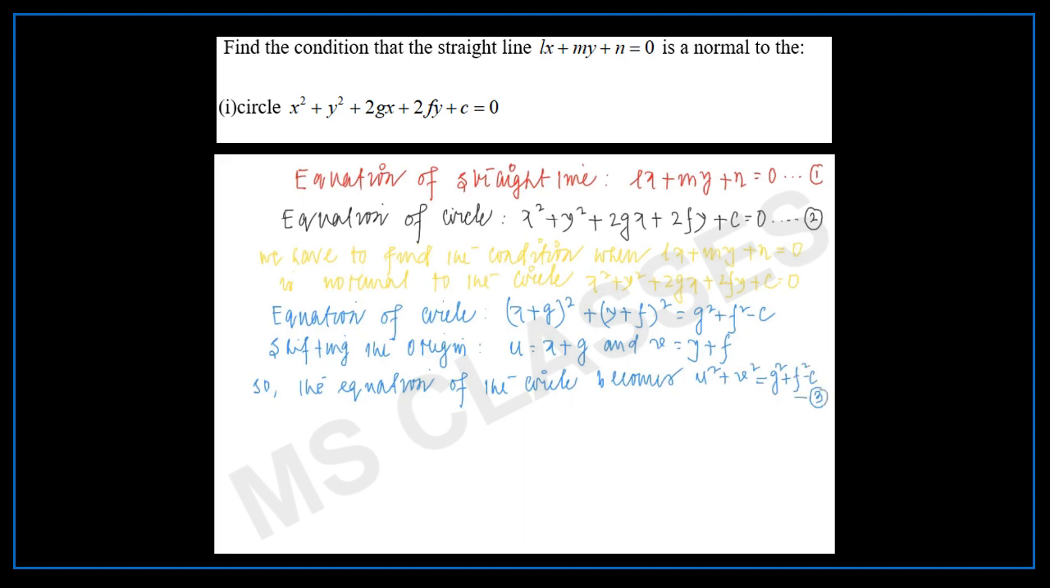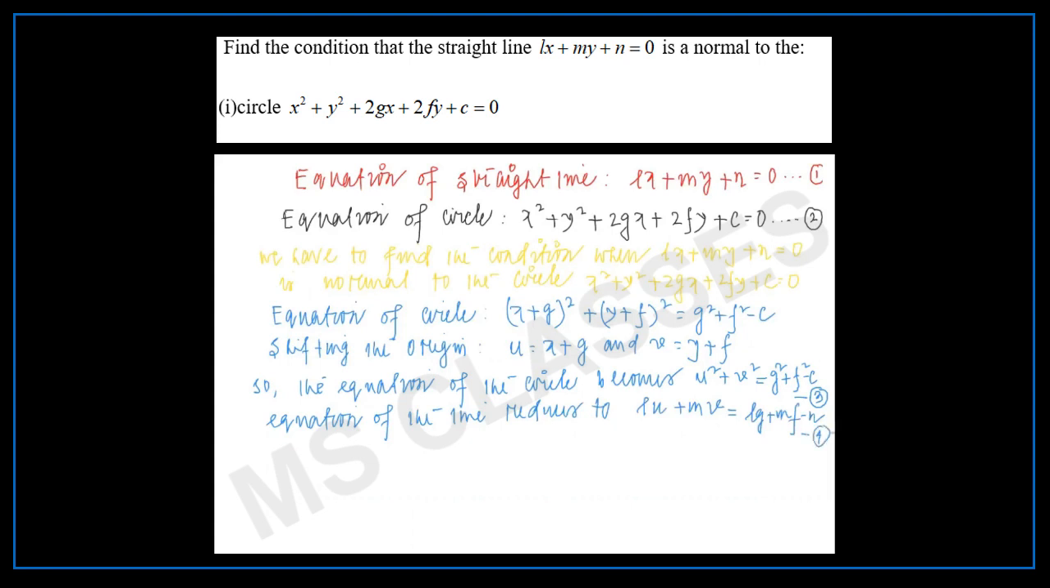Now similarly, when the origin is shifted to the center of the circle, obviously the equation of this line will also change. So the equation of the line reduces to Lu + Mv = Lg + Mf − N, which we mark as equation 4.